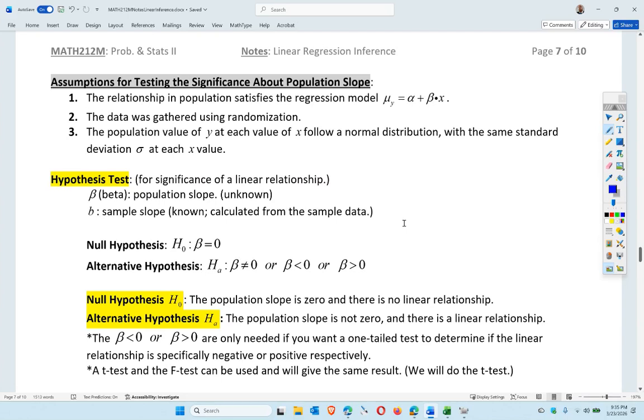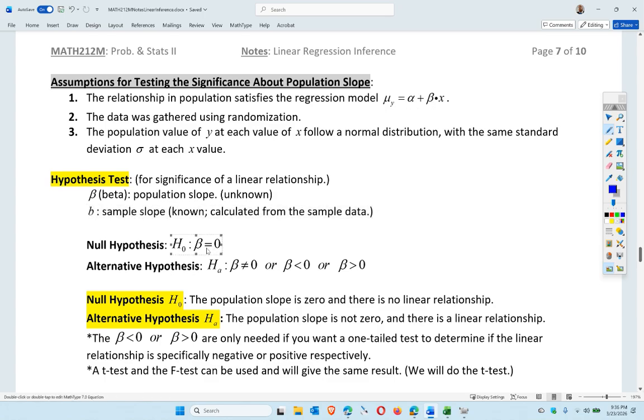All right, typically you do significance in terms of slope, though. We did it in terms of the correlation coefficient in stats 1. We're going to move towards the slope in stats 2. So beta, because when you do the population model, the uppercase beta is the slope of the population model, and b is the sample slope, which we found from the actual data, basically.